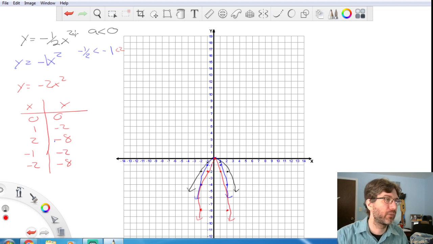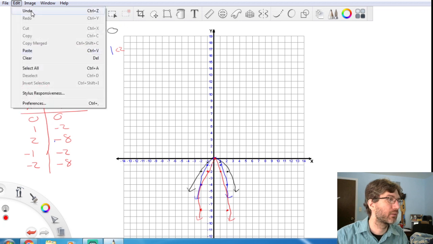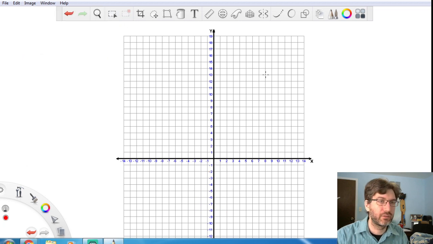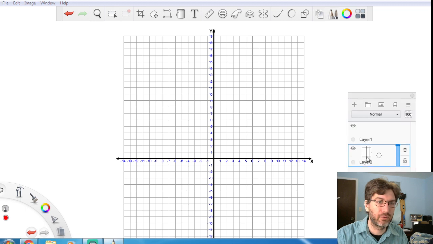But just to sum things up, at the end here, let's file, clear it, let's get rid of our layers.